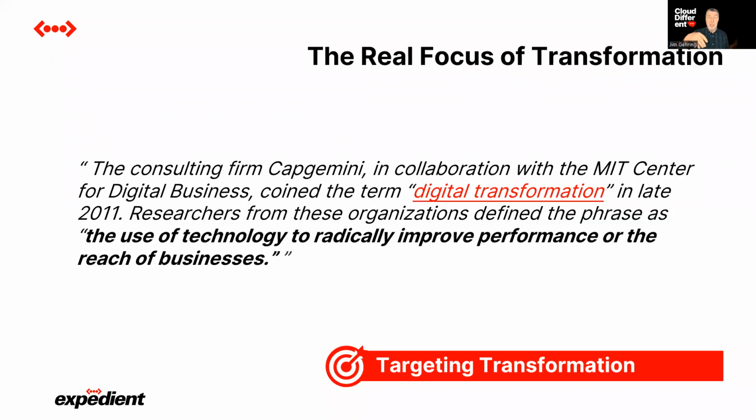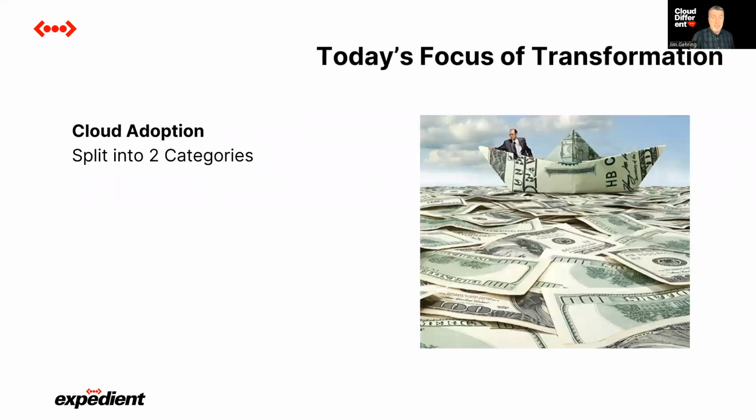Let's back up for a second and let's talk about what transformation really is. Why are we here? Back in 2011, Capgemini and MIT came up with this definition. There's lots of definitions, but this does it justice, I think. It's the use of technology, and get this, to radically improve performance or the reach of business. Radically is the key here. We're not talking about optimizing our storage, our IOPS, or getting better compute, our refreshes that help us out a little bit, or a better disaster recovery software package. We're talking about something that helps the business move forward. So what does that mean then? Why are we not achieving transformation?